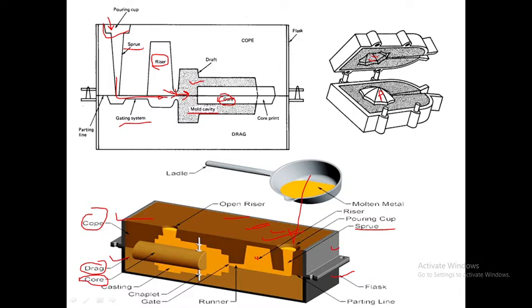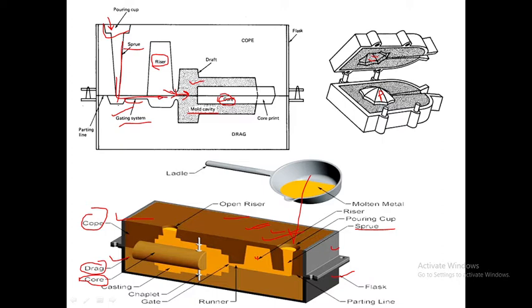Now next, sprue. The pouring cup attaches to the sprue, which is the vertical part of the gating system. If we see this sprue, one end is connected to the pouring cup and the other end is connected to the runners of the gating system.